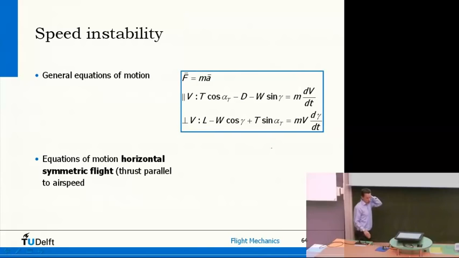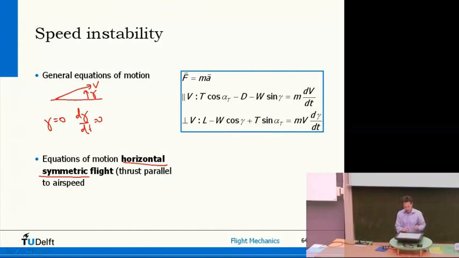Now, the equations of motion, of course you know them, but we're talking about horizontal symmetric flight. And now, since I'm talking about stability, maybe the airspeed is not constant. So horizontal just means the flight path angle is 0 and constant. The flight path angle is the angle of the airspeed with the horizon. So if you fly horizontally, of course, gamma is 0, and it remains constant. And I'm just assuming that thrust is parallel to airspeed. So if this is the aircraft, and this is the airspeed, I'm assuming that thrust is in the same direction. Now that's pretty much always the case.